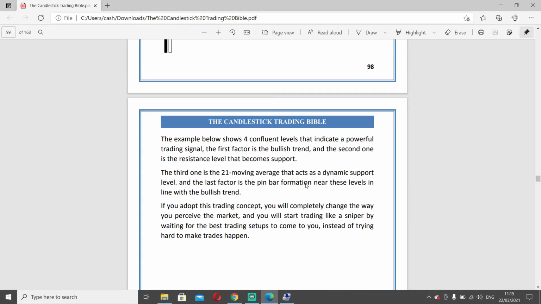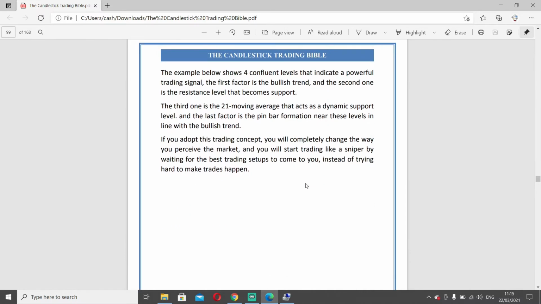So the example below shows 4 confluent levels that indicate a powerful trading signal. The first factor is the bullish trend, and the second one is the resistance level that becomes support. The third one is the 20-hour moving average that acts as a dynamic support, and the last factor is the pin bar formation near these levels in line with the bullish trend. If you adopt this trading concept, you'll completely change the way you perceive the market. You'll start trading like a sniper by waiting for the best trading setups to come to you instead of trying hard to make trades happen.